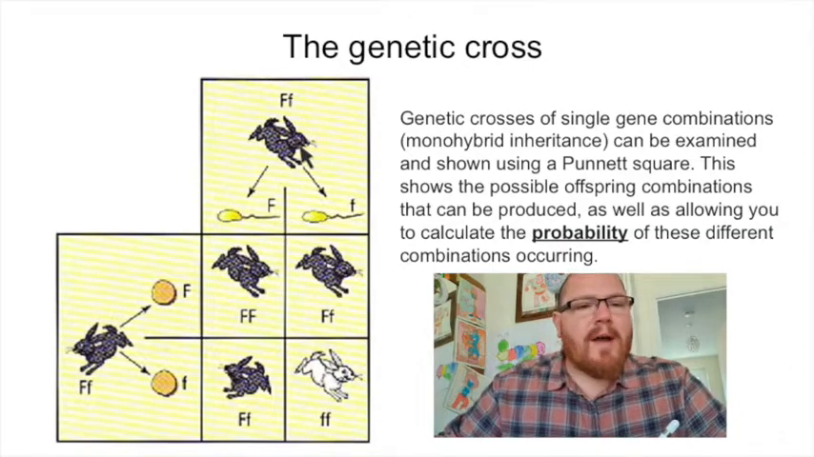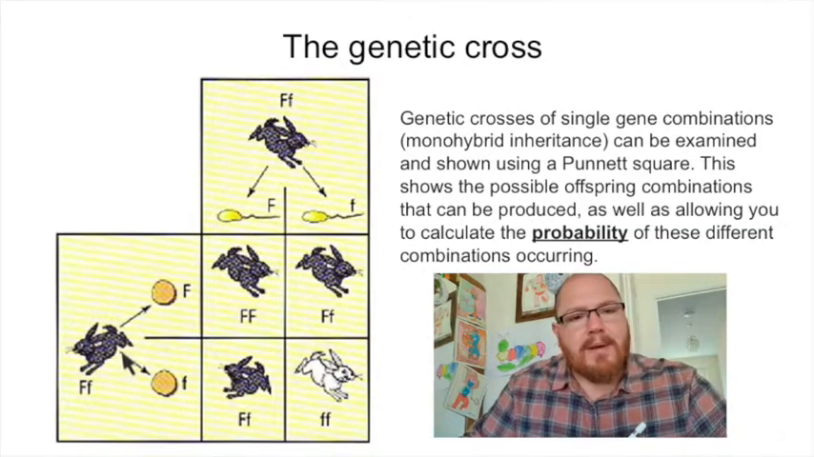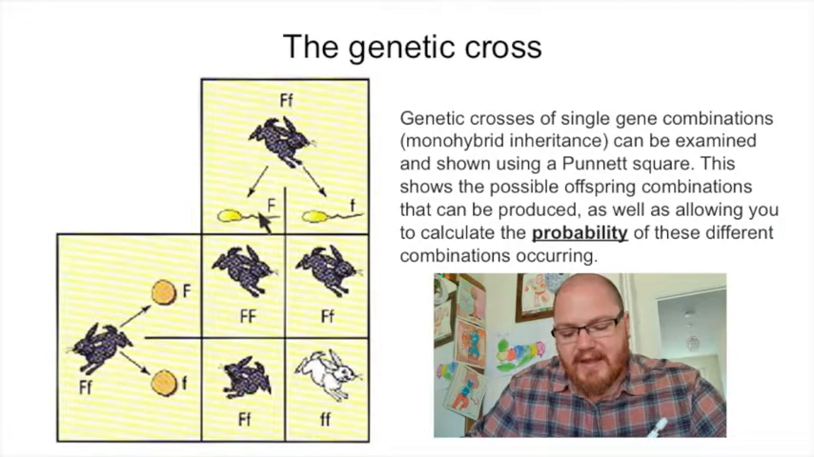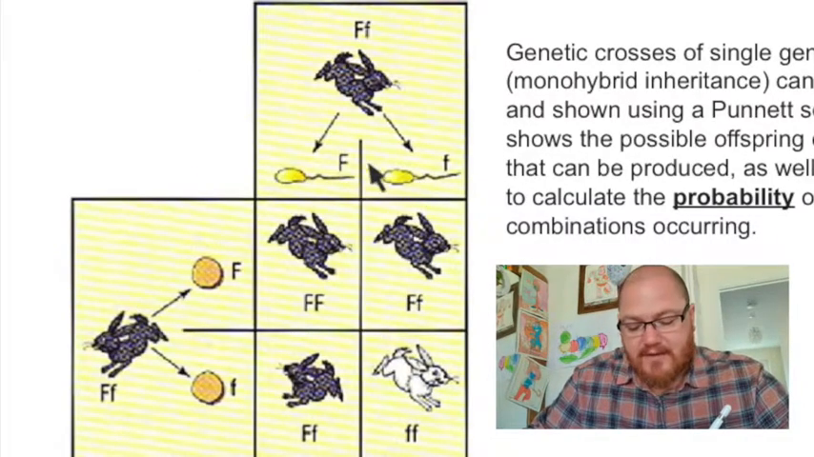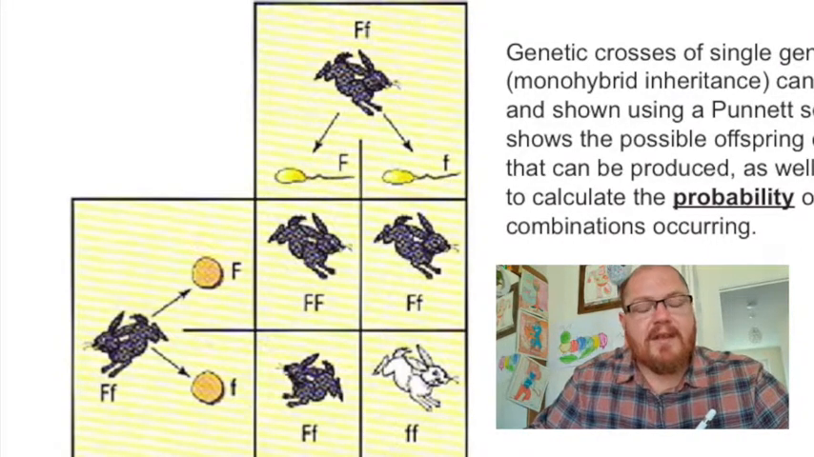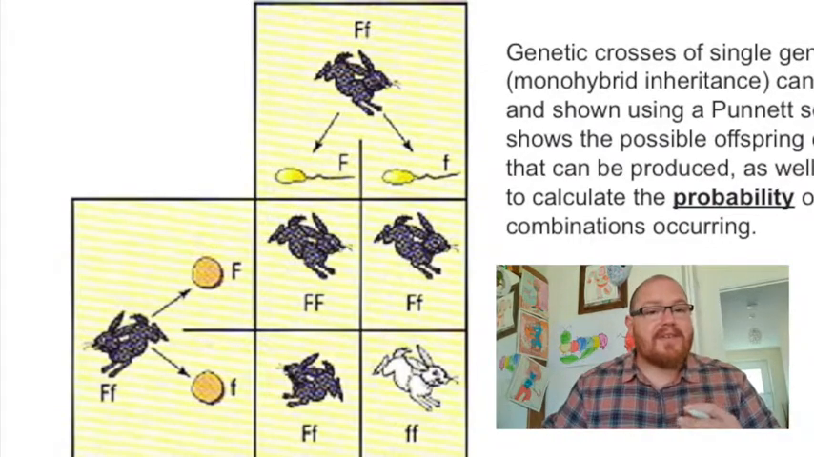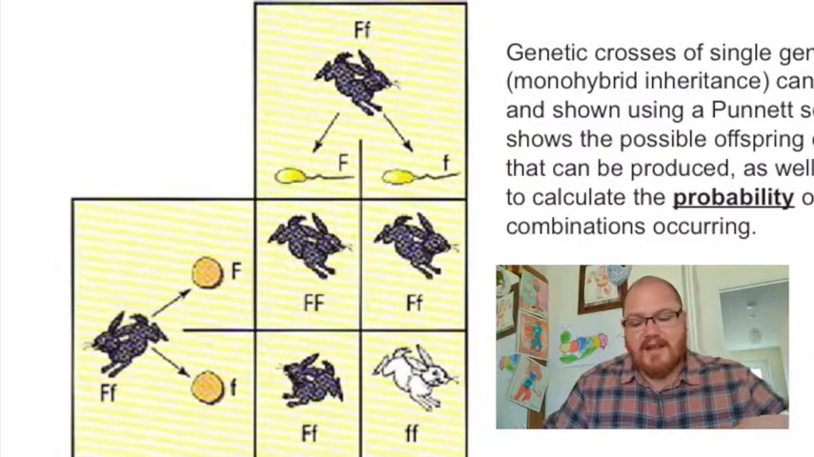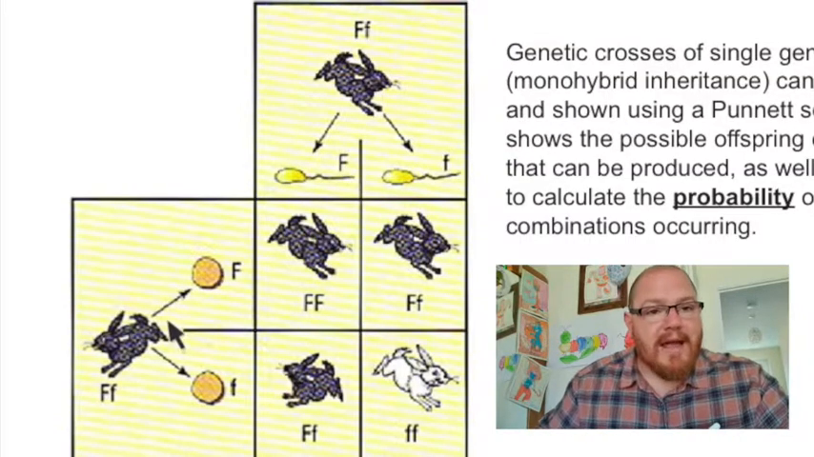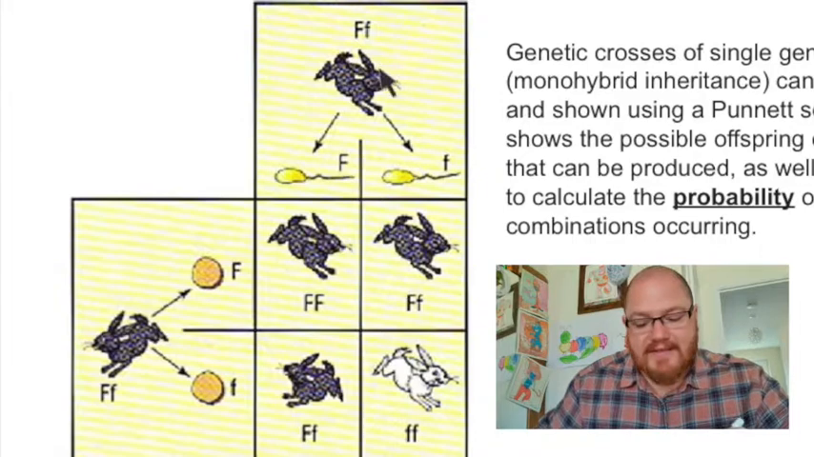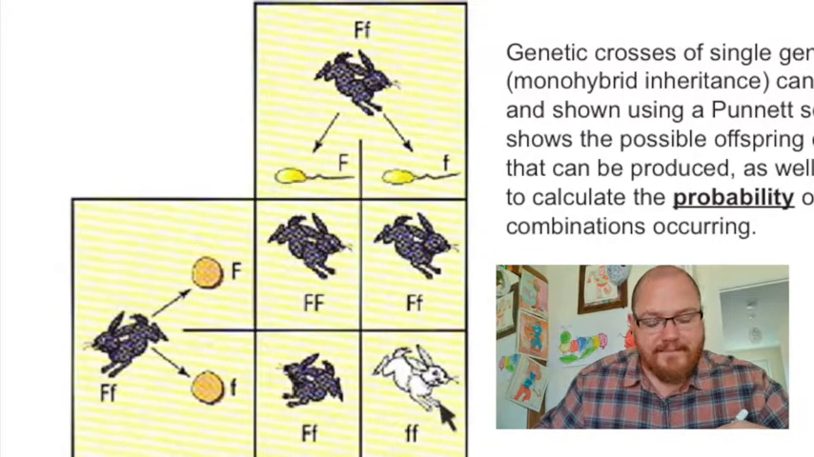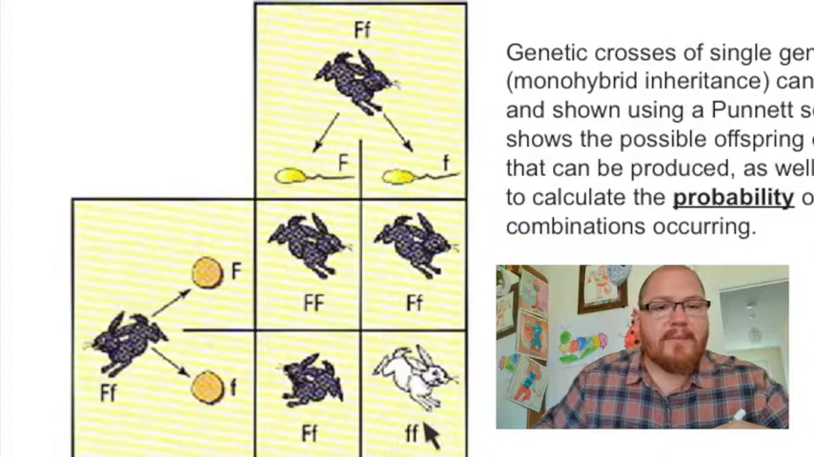So we've got a rabbit with black fur and a rabbit with black fur. They're carrying 2 genes: a dominant for black fur and a recessive. Even though you display the dominant, you can still carry the recessive. So there is a chance that 2 rabbits with black fur could mate, and there's a 25% chance, 1 out of 4, a quarter, that the rabbit could end up with white fur.